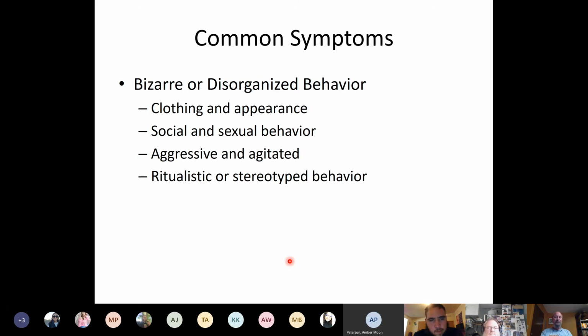Disorganized behavior, clothing and appearance. They can appear in very strange clothing, with very strange sexual behavior. Now, this gets kind of tricky, right? Strange sexual behavior versus if you're into that, and that's where it can be kind of a clinical call. Stereotyped behavior.